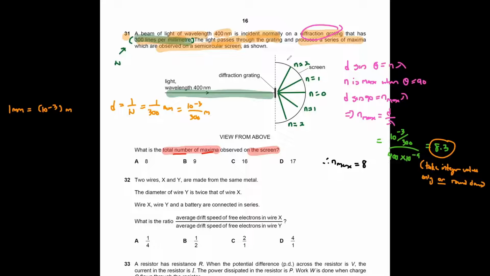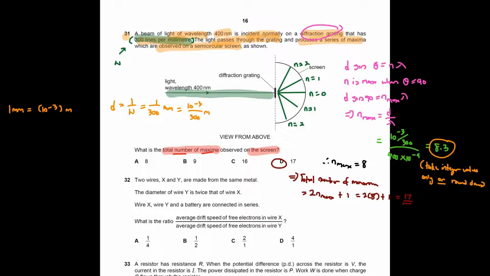Now from here, you want to find the total number of maxima, right? So if you want to find total number of maxima, it will be 2 times of n max plus 1. So it will be 2 times 8 plus 1, giving you an answer of 17. Answer here is D. Okay.